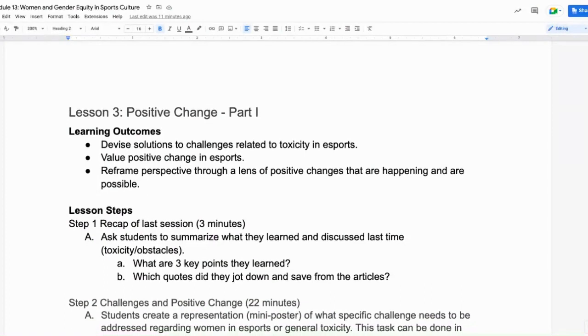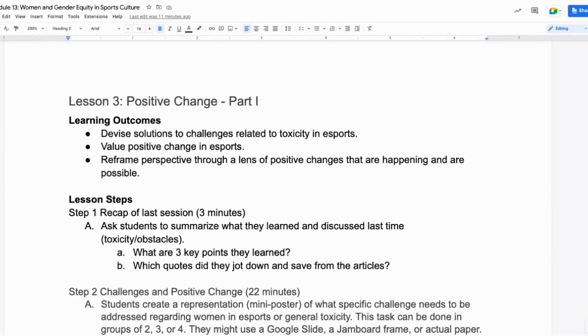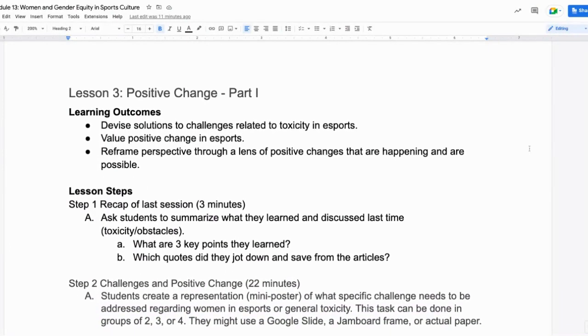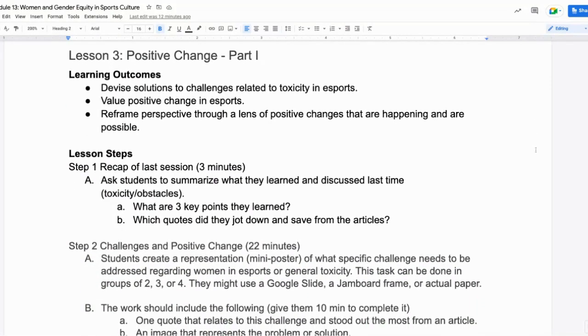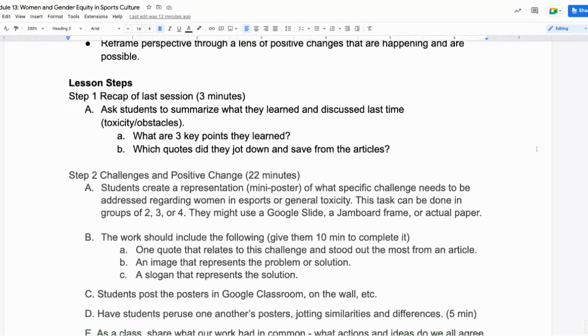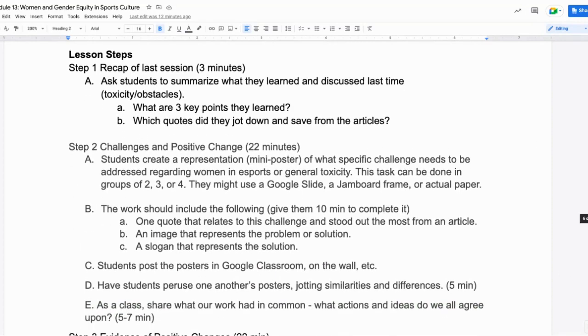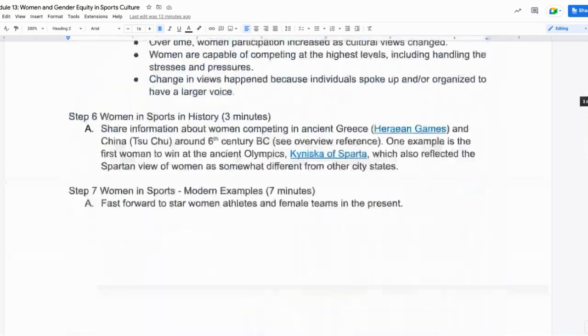And then the positive change parts of this module involve the students becoming that positive change, finding ways that they want to start being the change. And that is really the bulk of what this is all about.